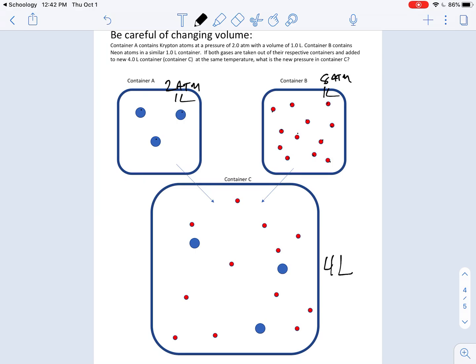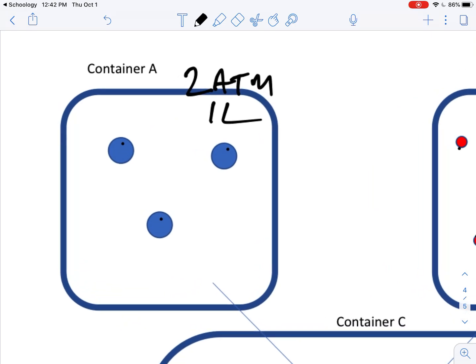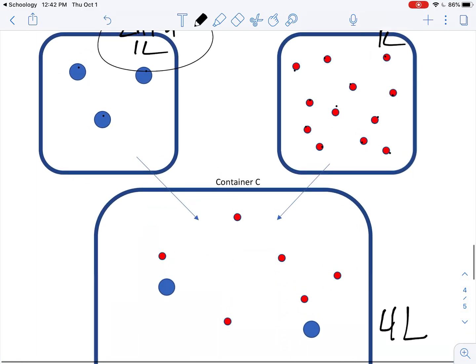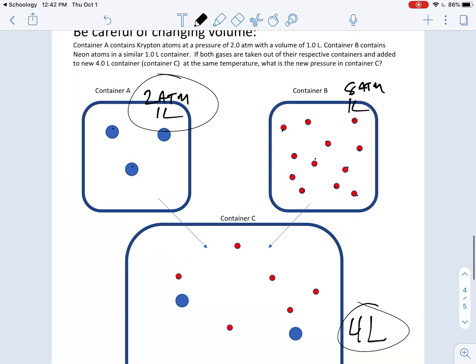Well, there's a couple of different ways that you can go about doing this process. You can do each individual gas and add them up, or you can add them up and then change the total. Let's do each individual gas first. Let's take a look at what's going to happen with the krypton. The krypton is starting at 2 atmospheres and 1 liter, and it's going to be going up to 4 liters. So the volume is quadrupling.